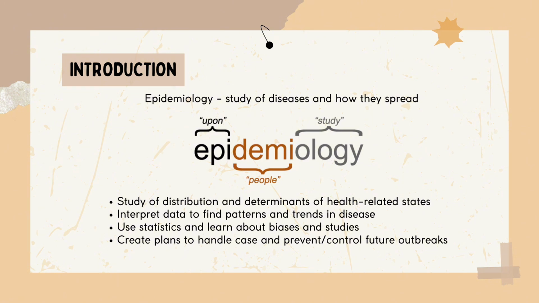And really what we're trying to do is collect data and find patterns and trends in disease. And from there we use statistics to see whether or not these patterns are due to chance and if further steps are needed to take to control and prevent future outbreaks. In addition, we'll be going over biases and studies, which I will talk about in the next slide.